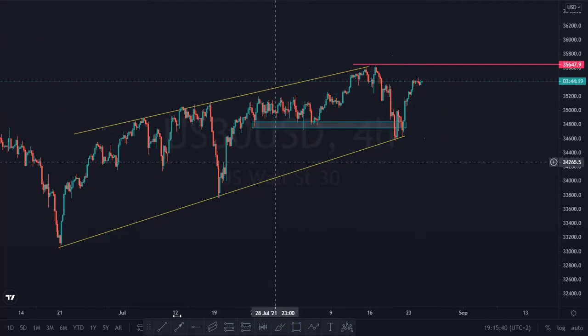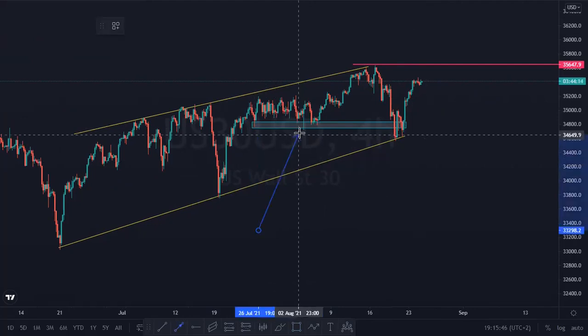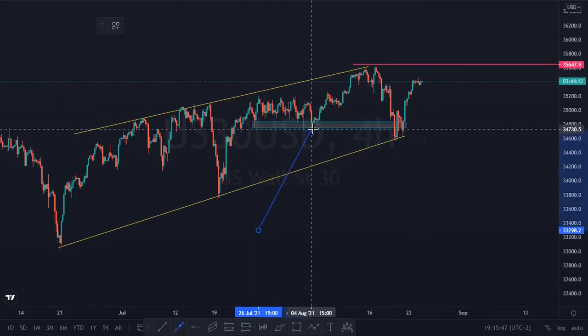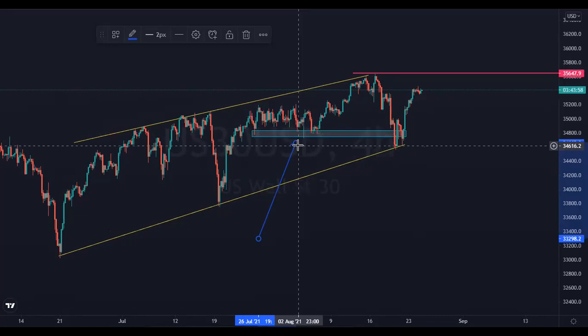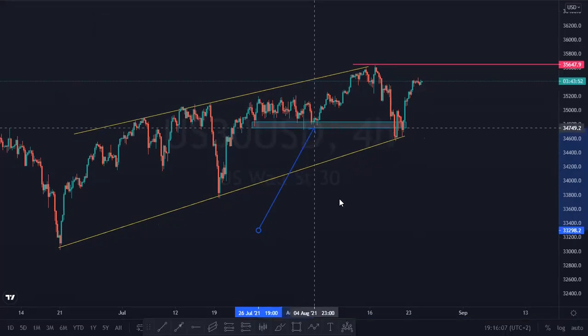If you look here, there was a first touch here and the second touch, and the market pushed up. Somebody will say this is a double bottom. If you go to maybe a lower time frame, you will see that there was something like a double bottom. We can say a triple bottom because of this touch as well here. But I'm not there, guys.